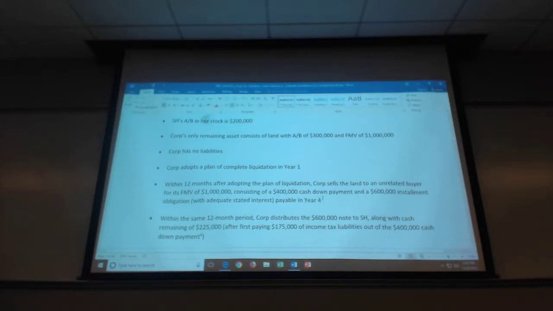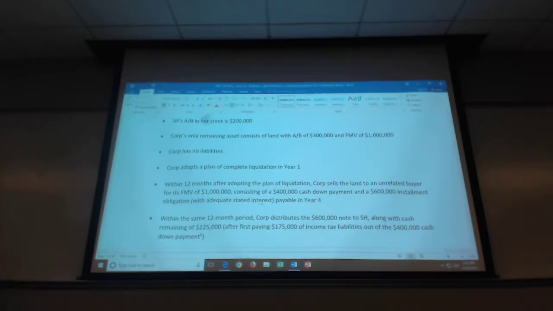In year 1, it adopts a plan of liquidation. By the way, the relevance of that fact, if you recall from last class, is that one of the first things you have to think about when you're analyzing the consequence of a corporate distribution is to ask yourself, is this a liquidating distribution or is it a non-liquidating distribution? And the distinction between those two categories is fleshed out in the textbook and to a limited extent in the materials.